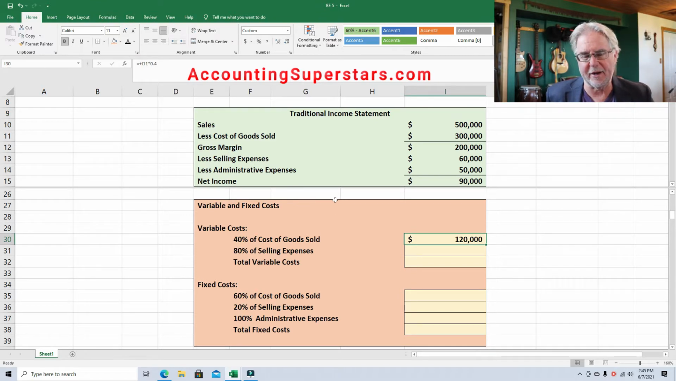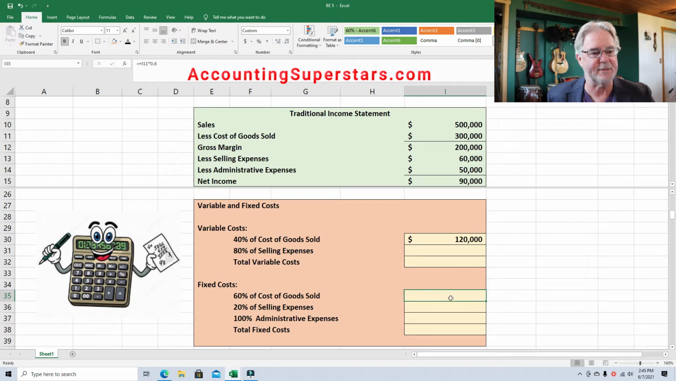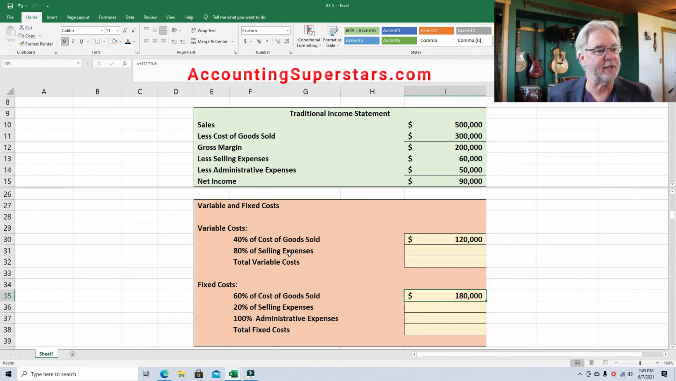And since we're working on cost of goods sold, why don't we just finish it up here? So fixed cost, 60% of cost of goods sold. If you recall, 40% is variable, 60% is fixed. So if we go 300,000 times 60%, 180,000. Let's go down to the selling expenses.